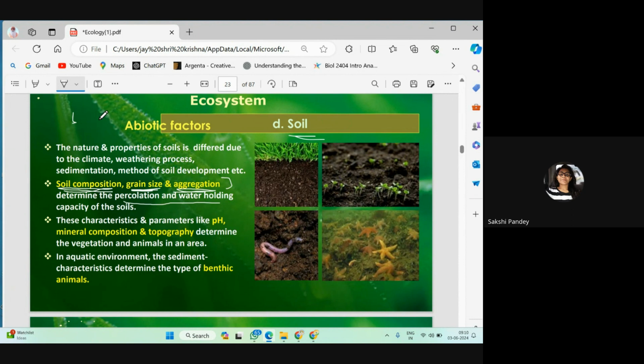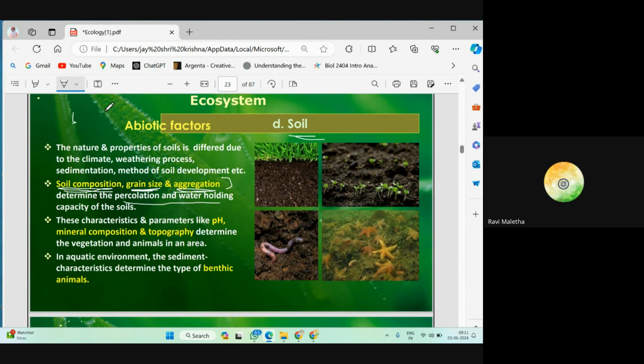Sorry, sir, what did you ask? Okay, I'm asking, if we compare the sand with normal soil, is aggregation high or low in sand? Low. Yeah, low, sir. Aggregation is very low. So because of that low aggregation, the water holding capacity of the soil decreases.